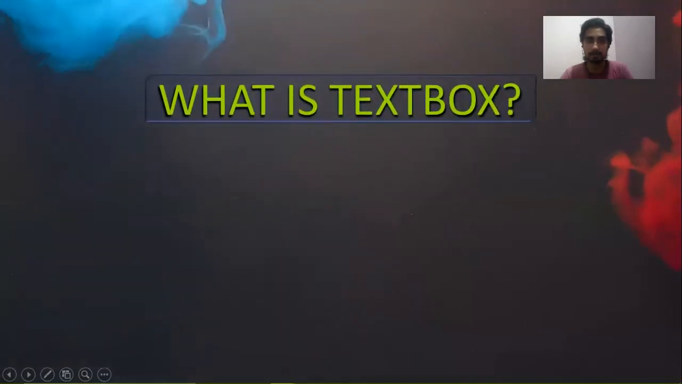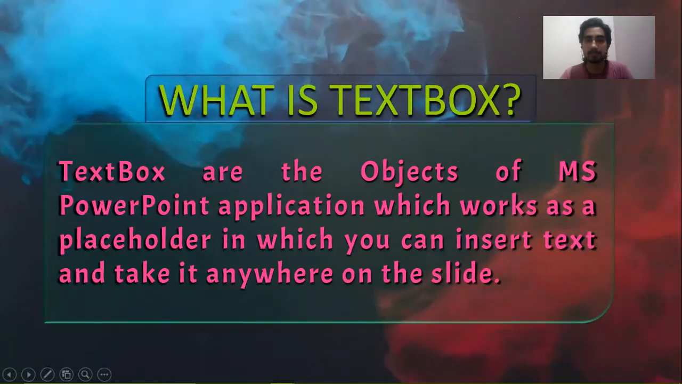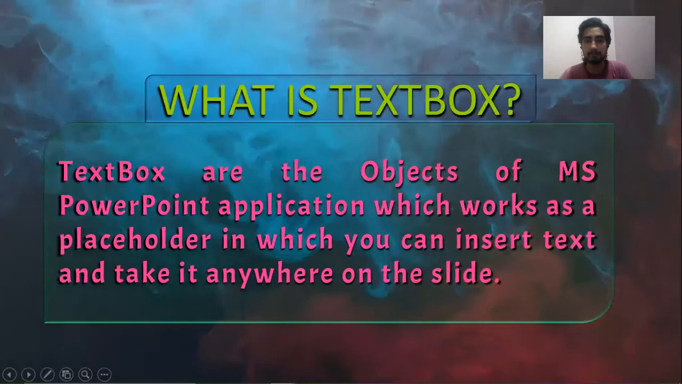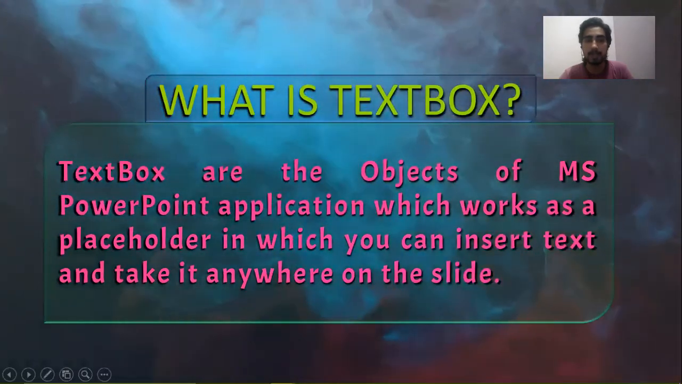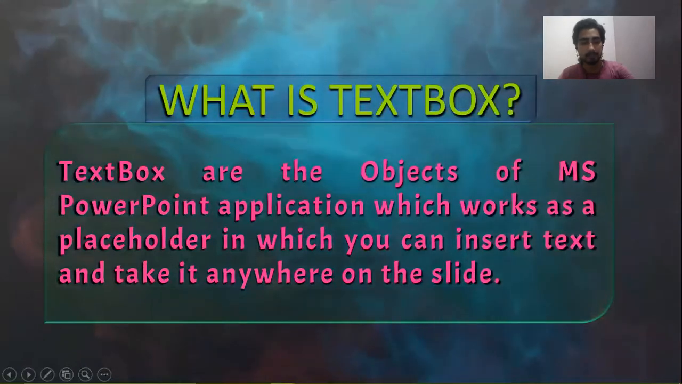So let's see our first object, that is text box. So what is text box? So text boxes are the objects of MS PowerPoint application which work as a placeholder in which you can insert text and take it anywhere on the slide. So let's check this, what is text box in PowerPoint.